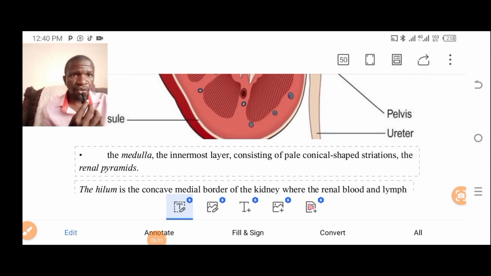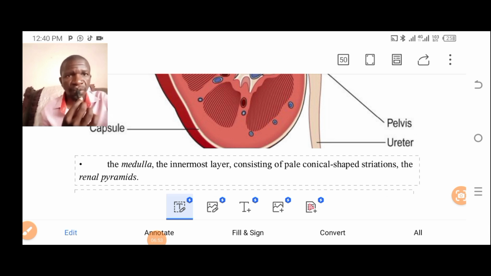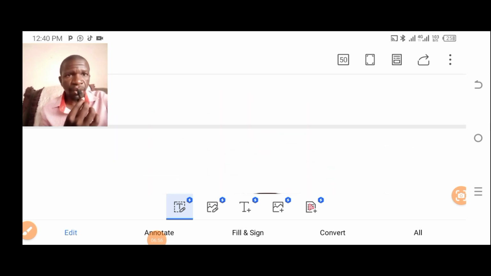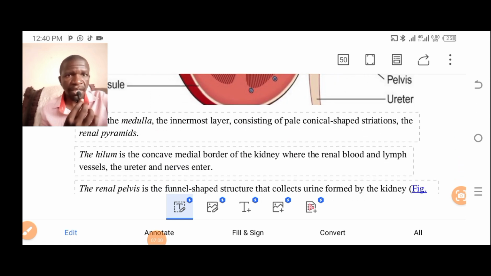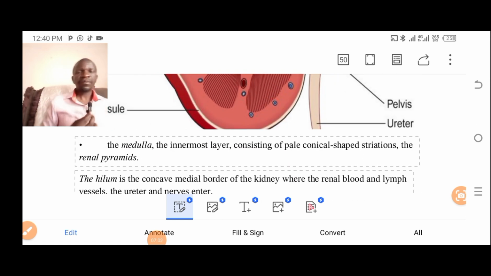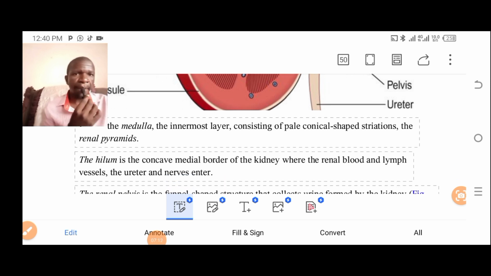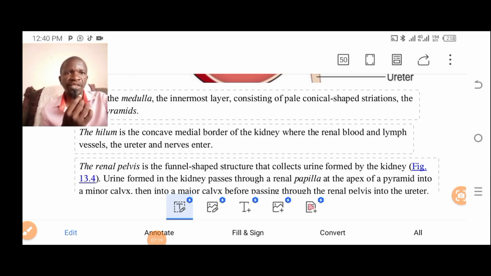So I was saying the medulla is the innermost layer. You must know the layers. So the kidney has got the layers. So this is how you should understand these layers. Let me just rush through. So the medulla is the innermost layer of the kidney, which consists of pale conical shaped striations, the renal pyramids. Then we have what we call the hilum. The hilum is the concave medial border of the kidney, where the renal blood and lymph vessels, ureter, and nerves enter.